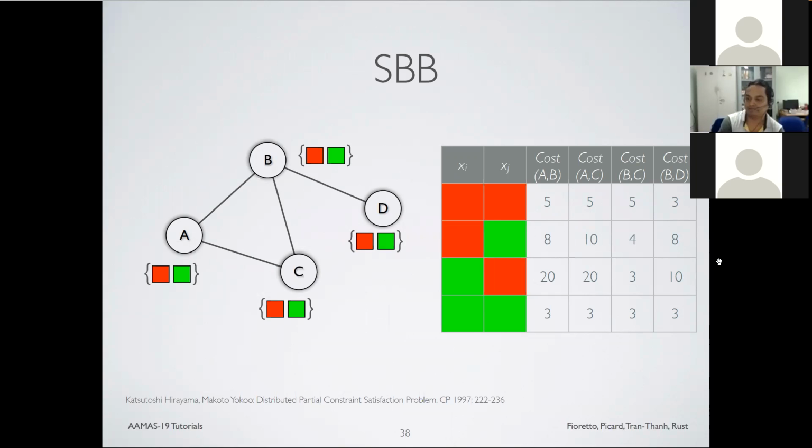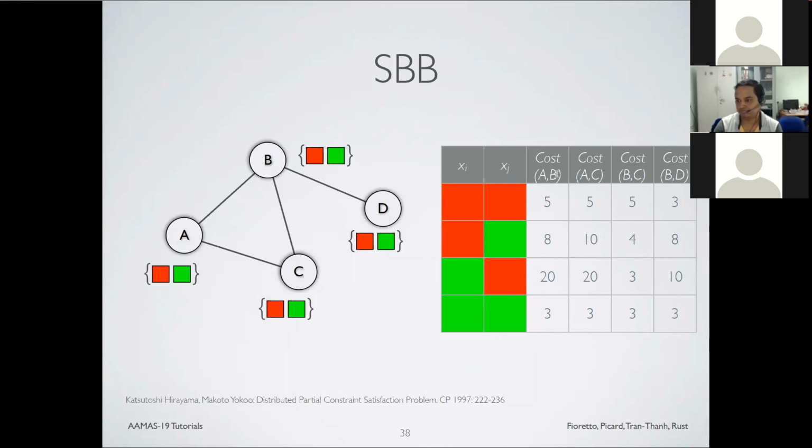Let us take an example of a graph coloring problem. This is a small graph A, B, C, D. These are the arcs of the graph and these are the nodes of the graph. And they are undirected in nature. Now there are two variables, xi and xj. As there are two colors, the possible combinations can be red-red, red-green, green-red, and so on. So these are the possible combinations.